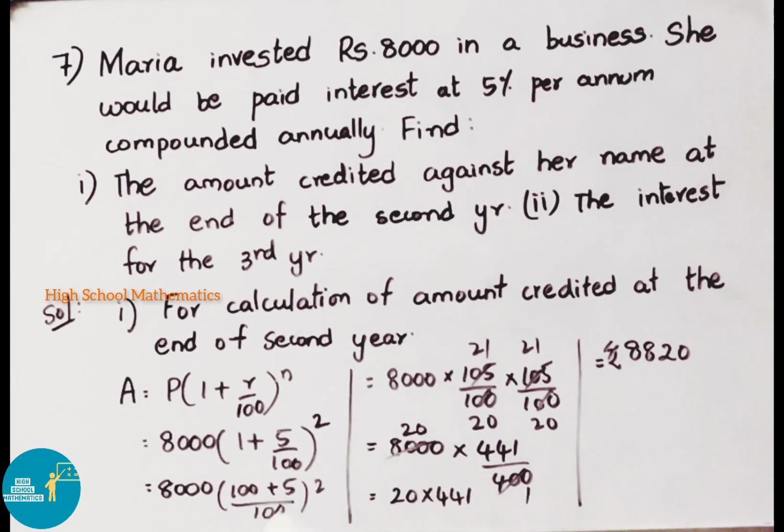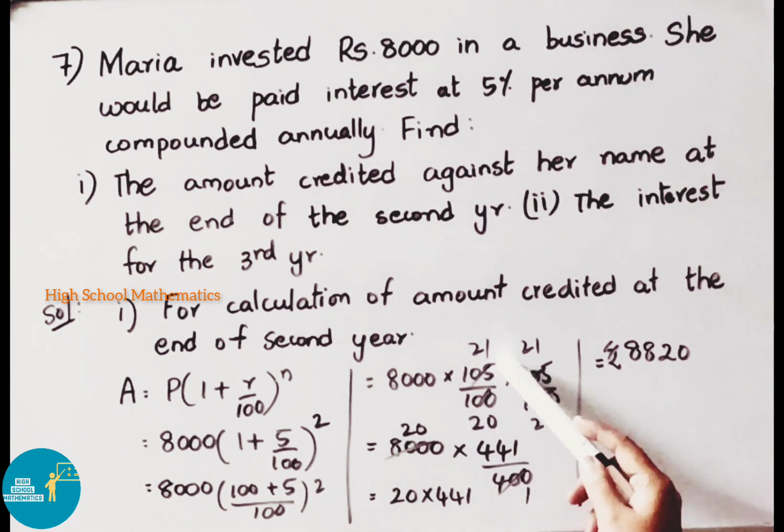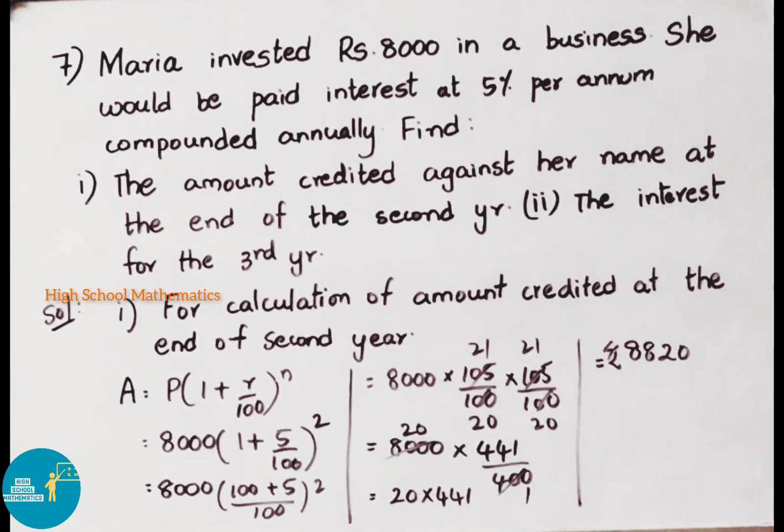Now we shall see the calculation. Write 8,000 into, here LCM value is 100, so 100 plus 5 by 100 whole power 2. Next step, that equals 8,000 into (100 + 5), 105 by 100 whole power 2. That means 105 by 100 multiplied 2 times. Now we shall see this calculation.